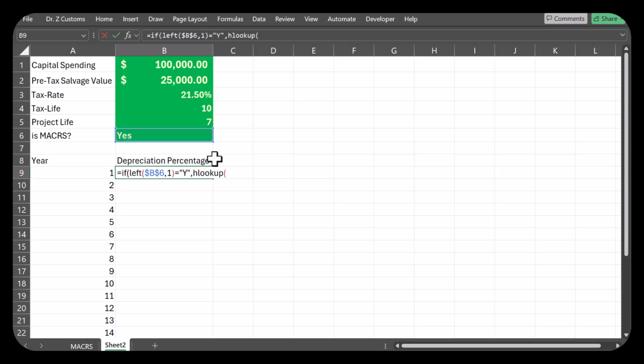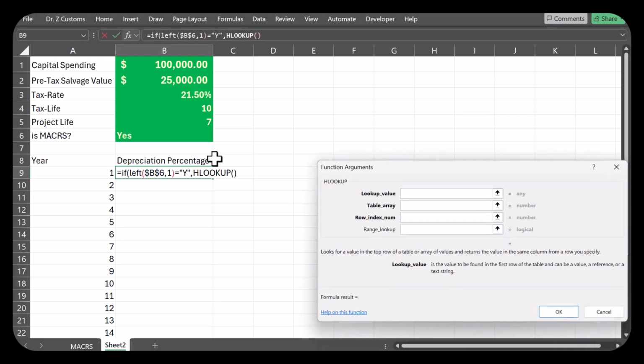What am I looking for? I'm looking for the tax life. So I want to find the appropriate column. And where am I going to look? It's Maker Tableau, okay? Because I named my table that. Otherwise, I would have to go there, grab, and do all of that. So naming tables like that helps you.